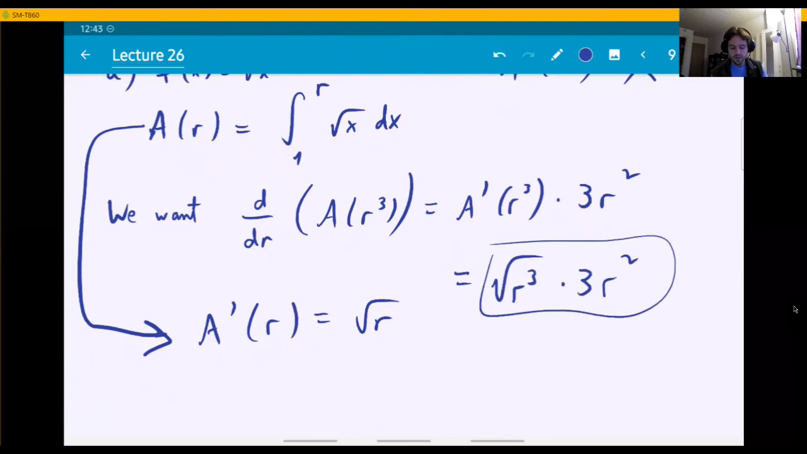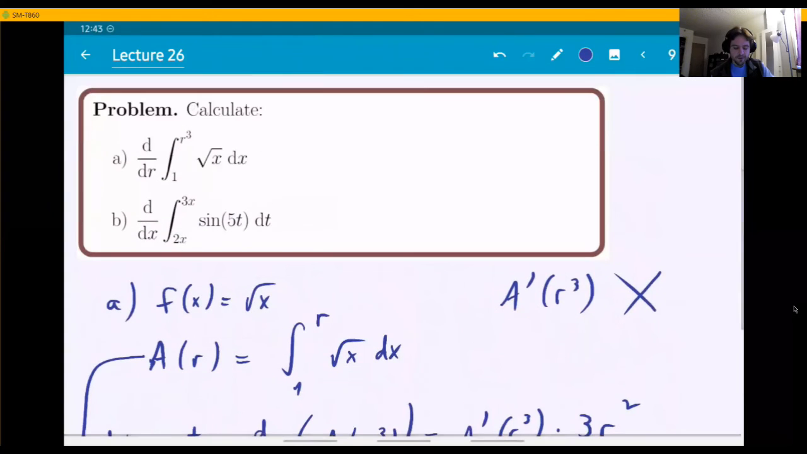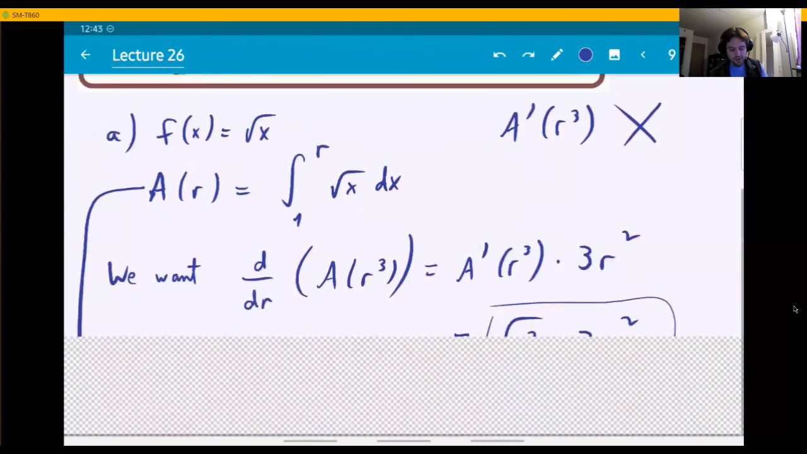All right, so what is the bottom line here? If you have an expression in one of the endpoints of integration, you're going to need some chain rule to calculate that, not just the fundamental theorem of calculus. And we're also going to have that in item B now. But there's one extra complication. The variable appears in both endpoints. So let's do B now. 2x to 3x sine of 5t.